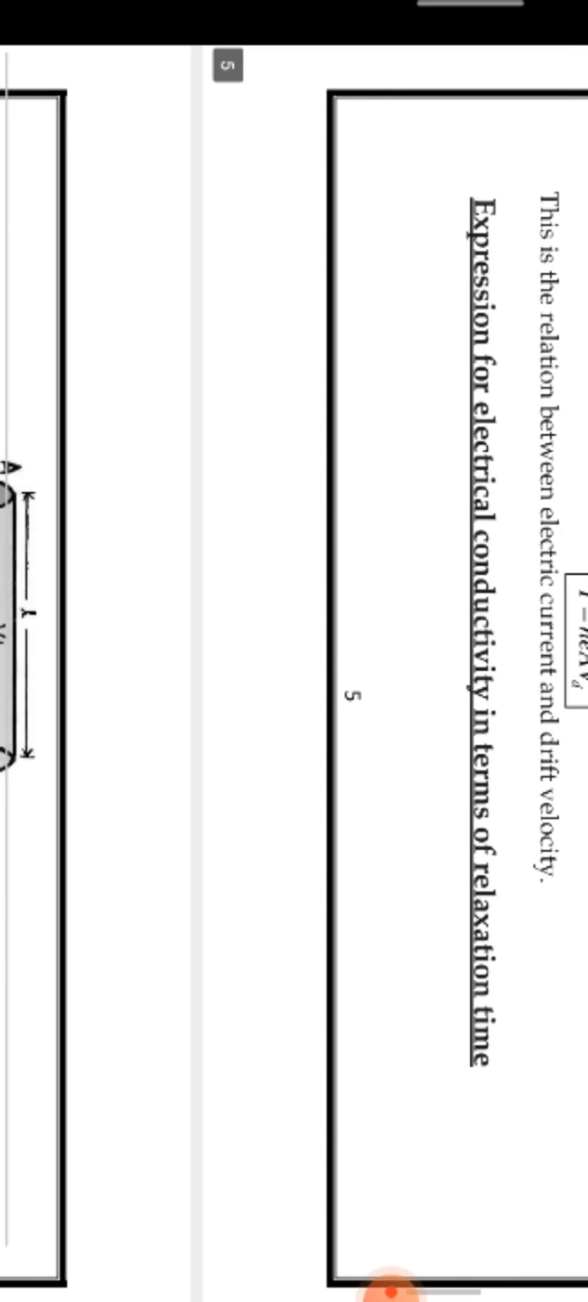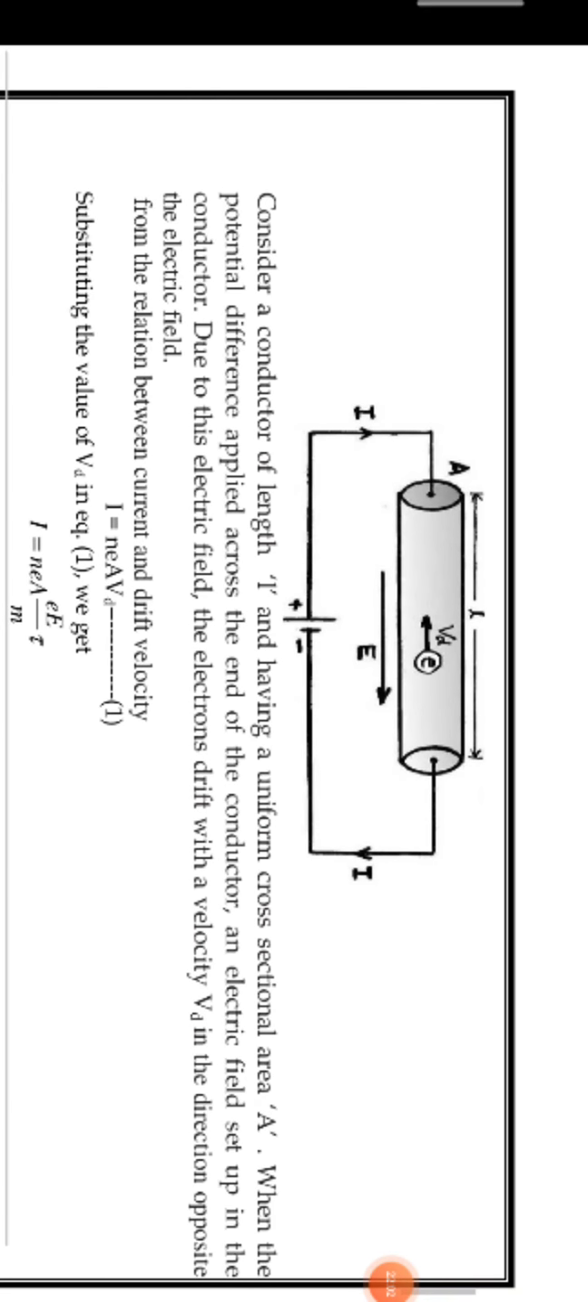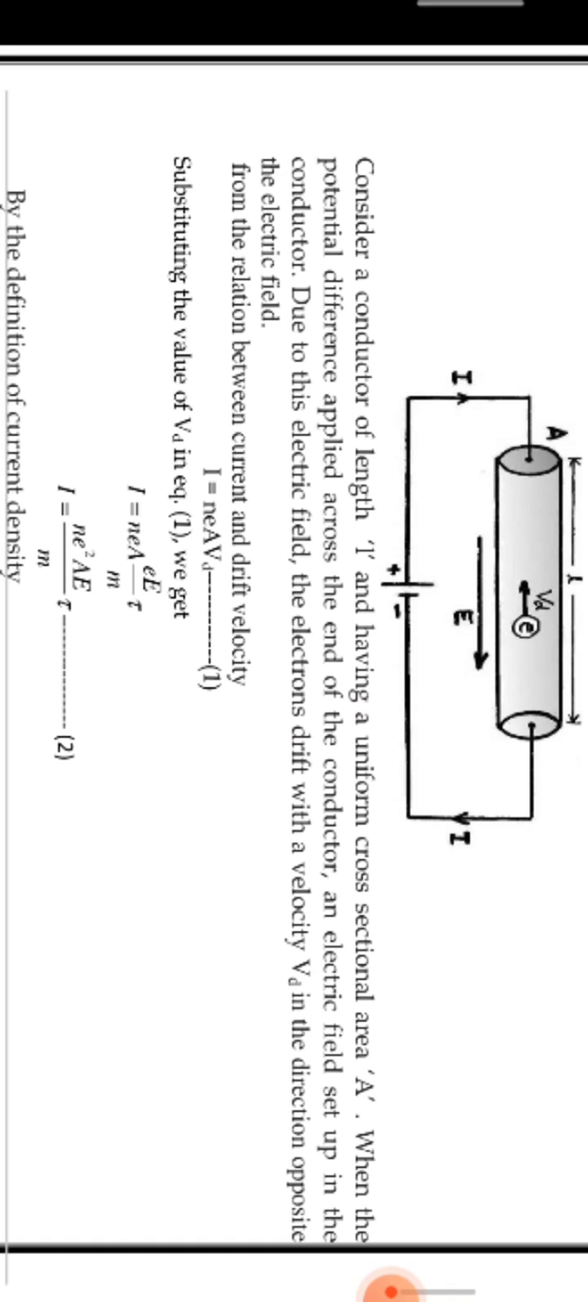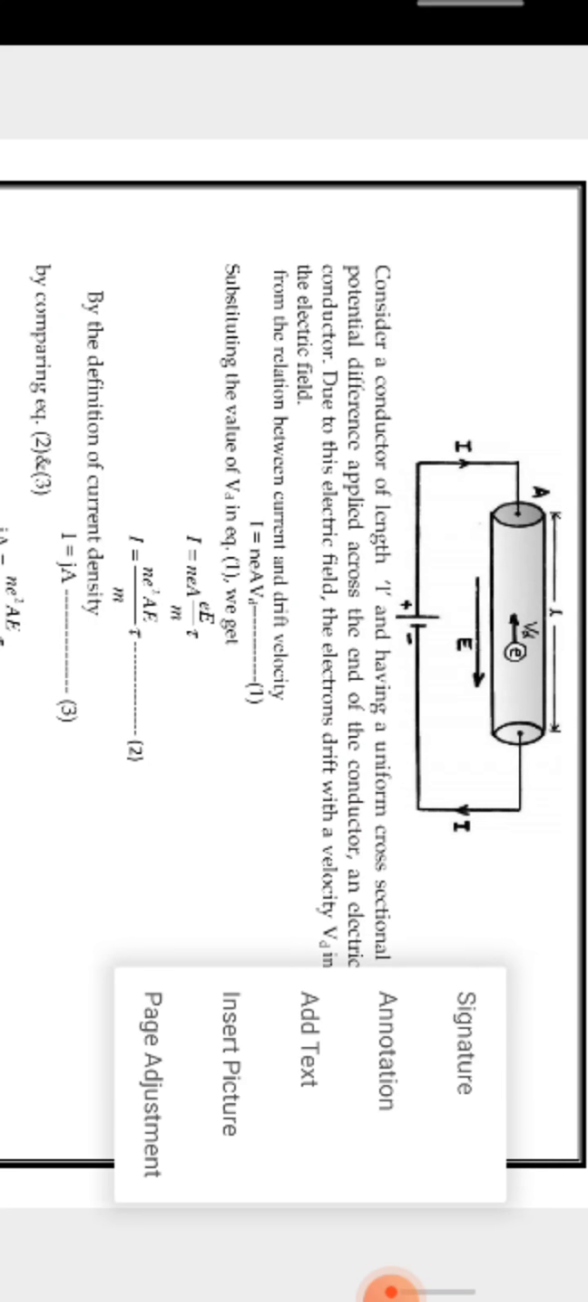Next, a very important question, for the midterm also: the expression for electrical conductivity in terms of relaxation time. This explanation is very similar to the previous one, the relation between electric current and drift velocity. This electrical conductivity derivation is very important. The 4 derivations which I have done in this session are important for the final examination.